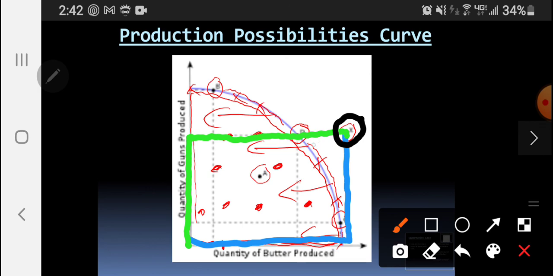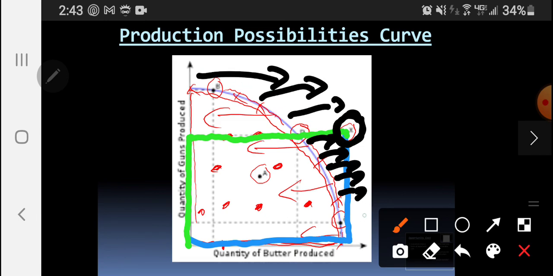If you're outside of the curve, you don't. Okay, this is an impossibility with the amount of guns and butter resources that we have. Anything right of the curve is impossible.